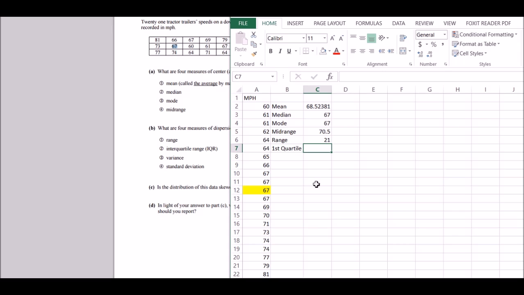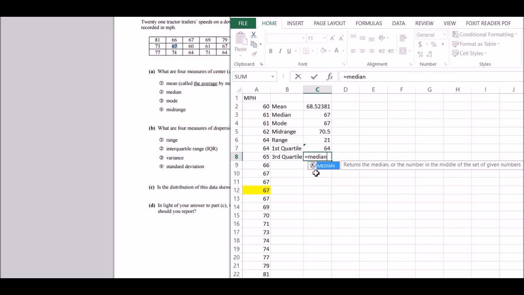So let's do that. So equals, and then we're going to do median again, but this time we're actually only going to do the median of the first half, which is 64. So median of the first half is 64. And then we'll look at the third quartile. And the third quartile is just simply the median of the second half. So median of the second half. And so there's the median of the second half.